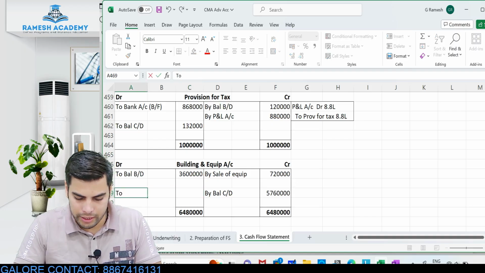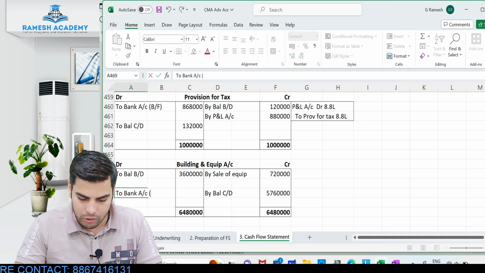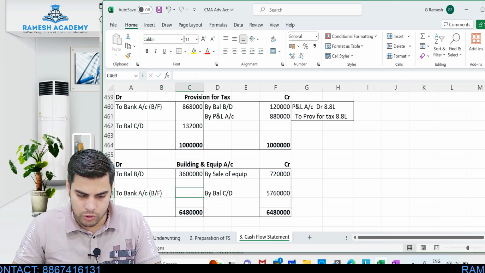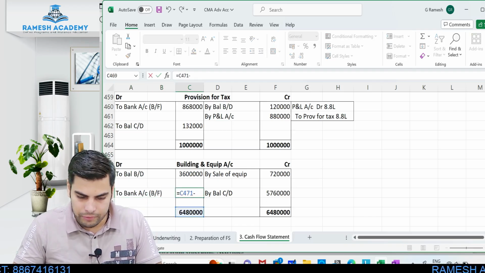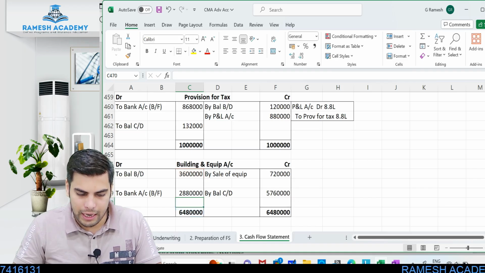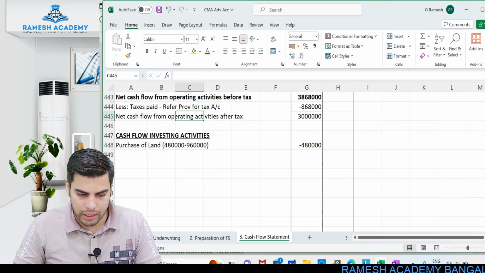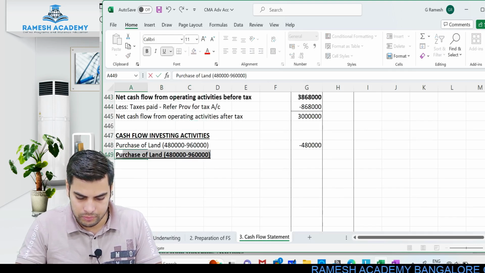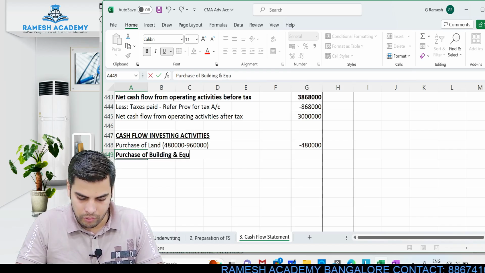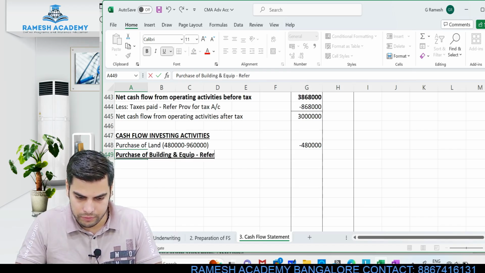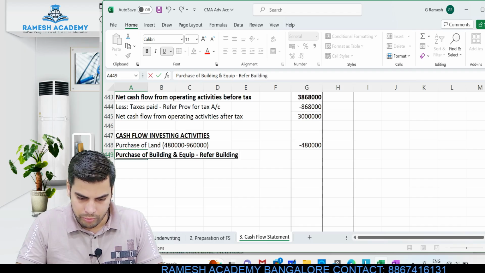Now if I close this particular ledger, the total on the credit side is more. Same total you will write on the debit side. To bank account, the balancing figure you are getting represents the building which you purchased. So 28,80,000 rupees is the amount which you will be paying towards purchase of the building and equipment. So refer to the building ledger.